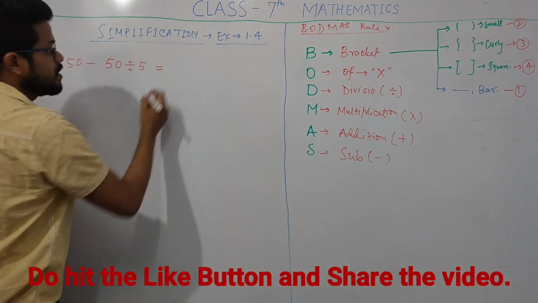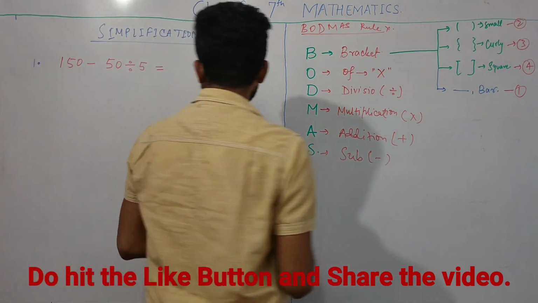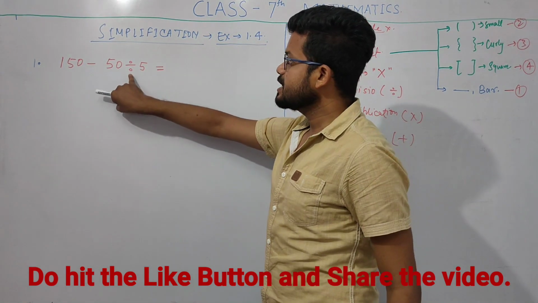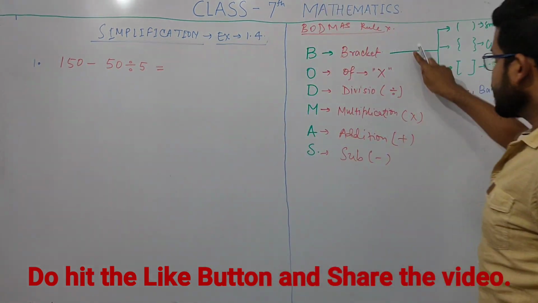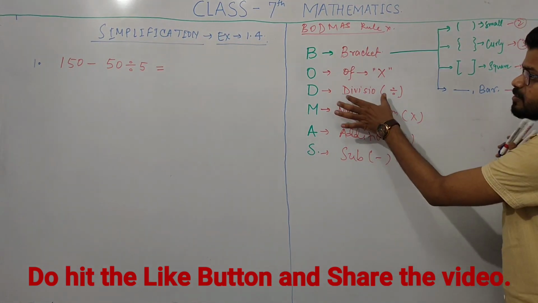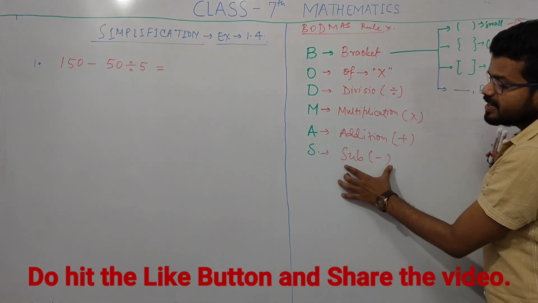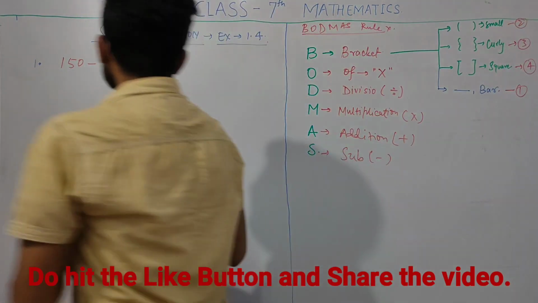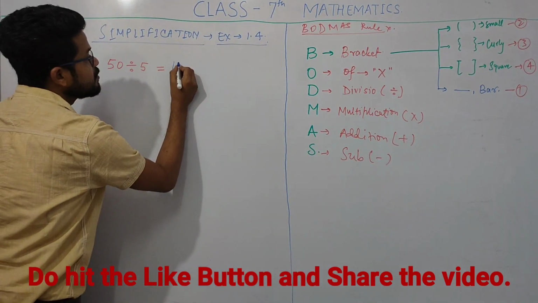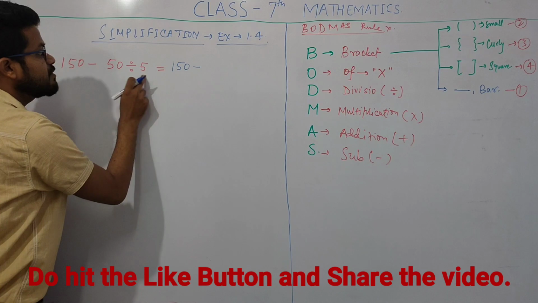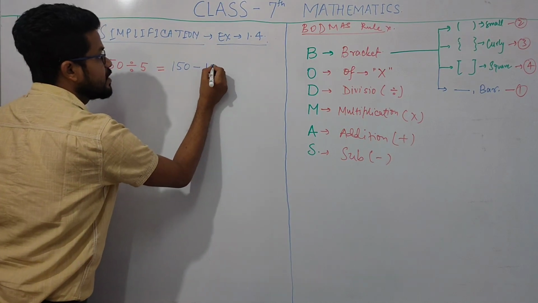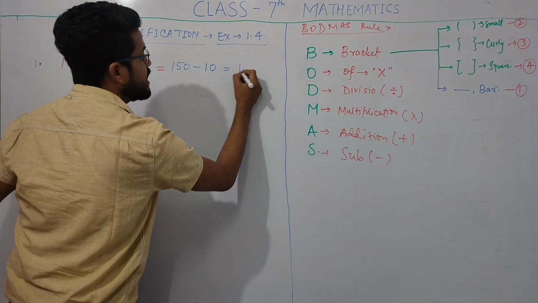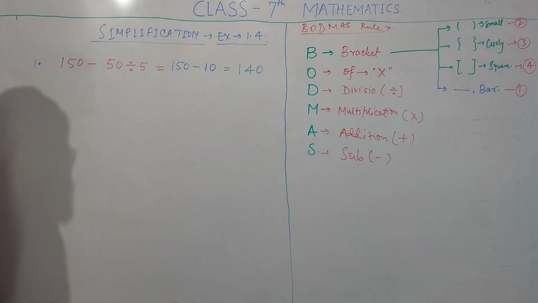So how do I proceed with this one? Here this is the subtraction sign and this is the division sign. In the BODMAS rule, firstly we have to solve the division, then come to subtraction. So I solve division first. 50 divided by 5 is 10, and 150 minus 10 is 140. This is your answer.